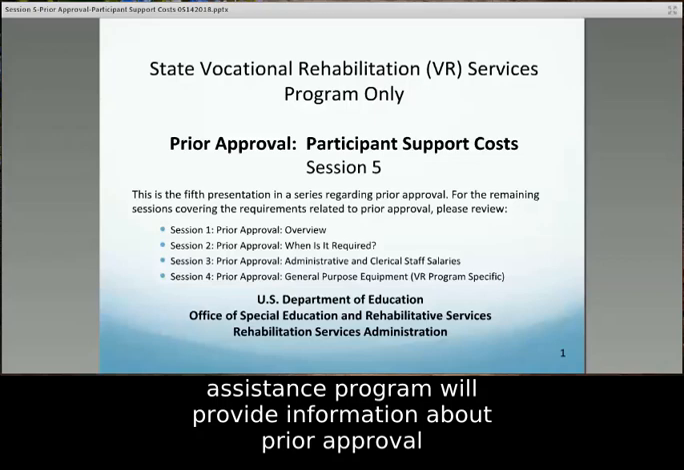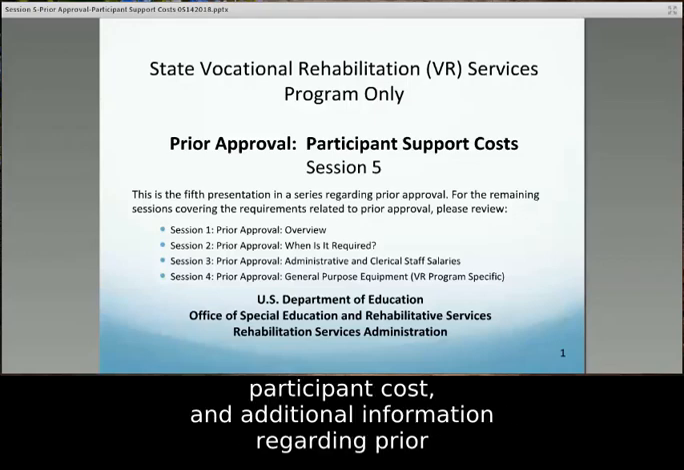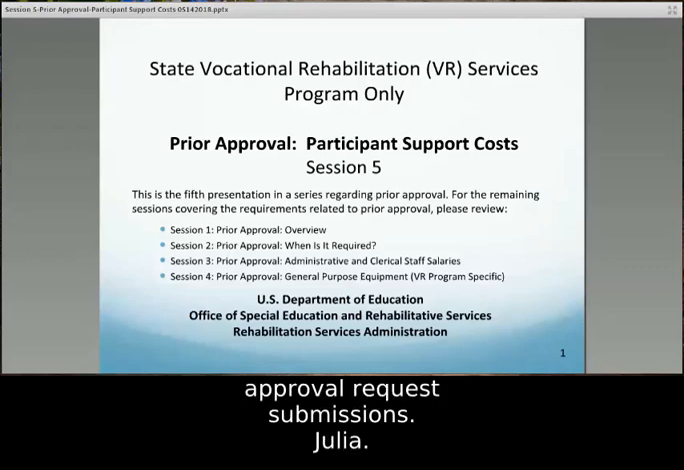This technical assistance program will provide information about prior approval requirements specific to State Vocational Rehabilitation Services Program participant costs and additional information regarding prior approval request submissions.